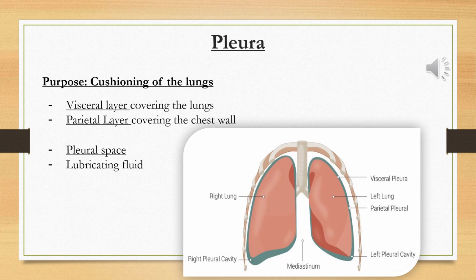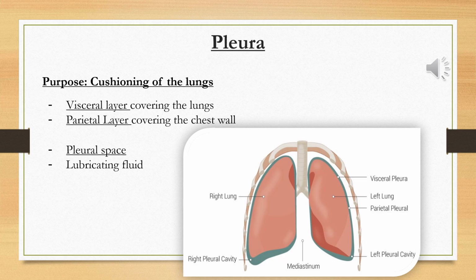The visceral layer is the inner layer, so it covers the lungs and basically wraps around them. It's stuck very tightly against the walls of the lungs, and if you ever wanted to peel it off, it'd be very hard to do so. The other layer, the parietal layer, covers the chest wall. And in between these two layers, there is the pleural space.